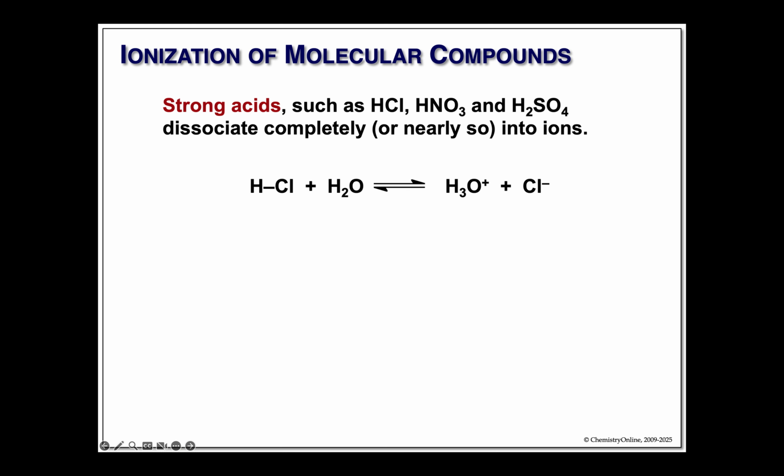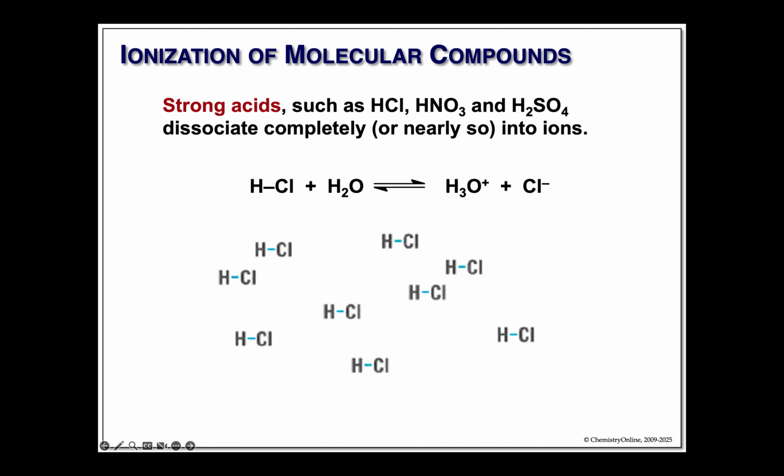Well, let's just look at strong acids. Hydrogen chloride is a gas. You can take this gas, dissolve it in water. When you do, it will form hydronium and chloride anion. HCl is a strong acid.